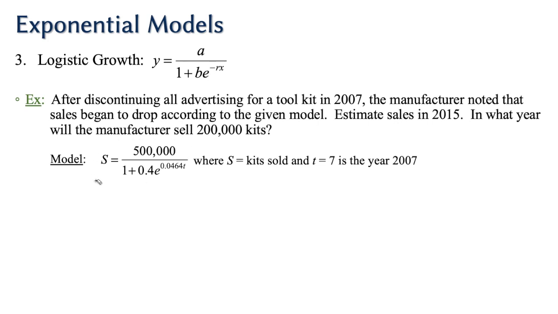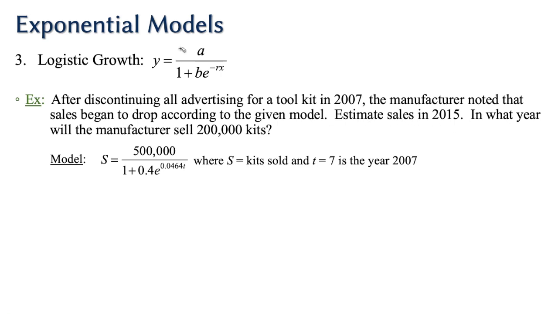So when we look at this model, if we are going to first estimate the sales in 2015, that means we're going to plug in for T and solve for S. That's basically a calculator problem. The second part is to figure out in what year we'll be selling 200,000 kits. That means we know the 200,000 here because S is kits, and we're going to be solving for T. Remember, T equals 7 is the year 2007, so T is the number of years after the year 2000. S, again, is the number of kits. So the first part is plug in for T, figure out S. The second part is plug in for S, solve for T.